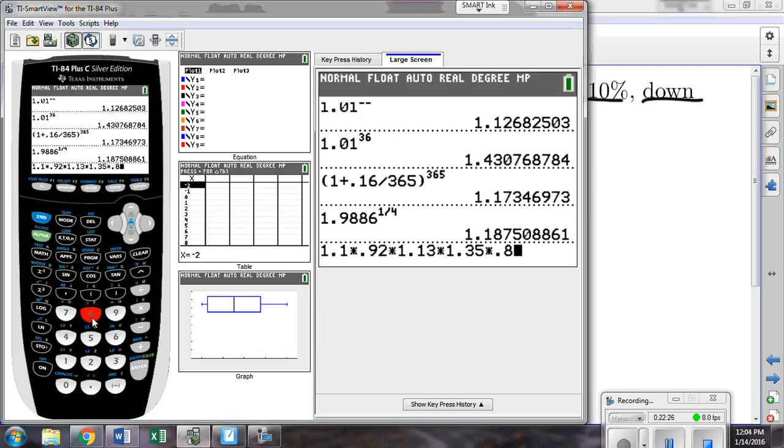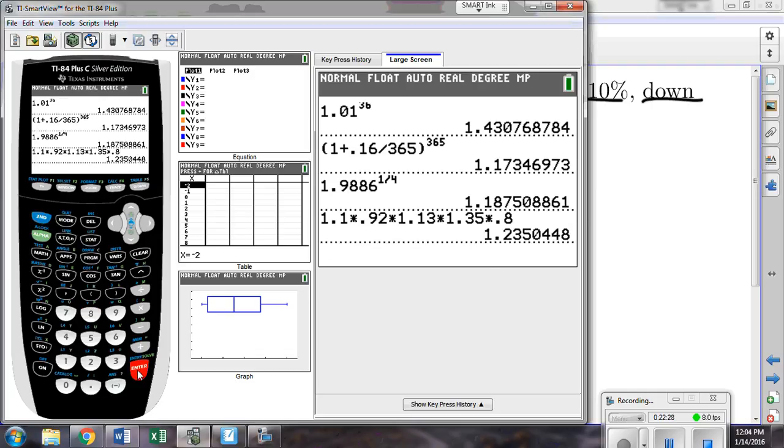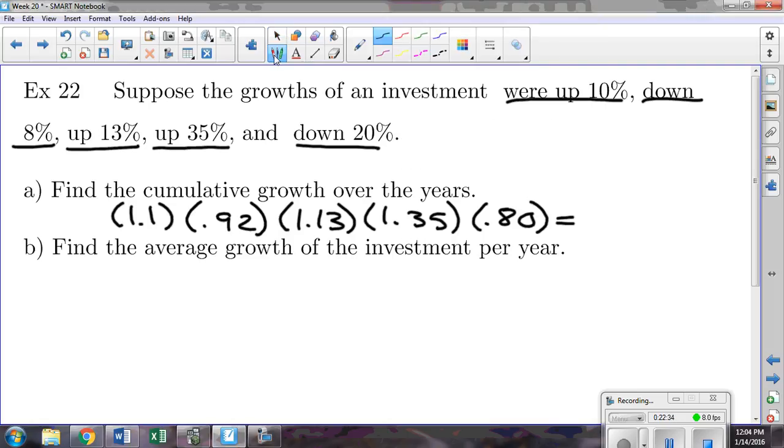And the overall effect, 1.235, which is giving us a 23.5% overall return on our investment. Well, at least we didn't lose money, but it could be better.